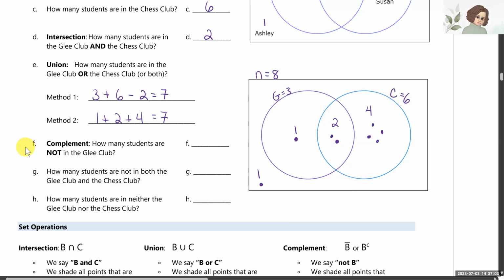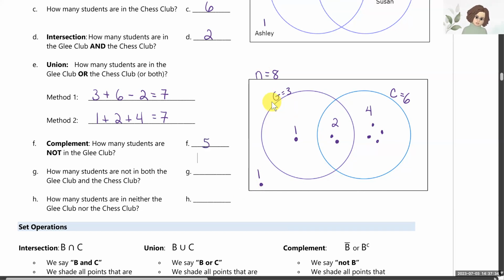All right, complement. So complement is read not. So how many students are not in the Glee Club? The complement means all members that are not part of this event. So visually, if you look at your Glee Club, it's everybody not inside that circle. So that would be 4 plus 1. So 5 students are not in the Glee Club.